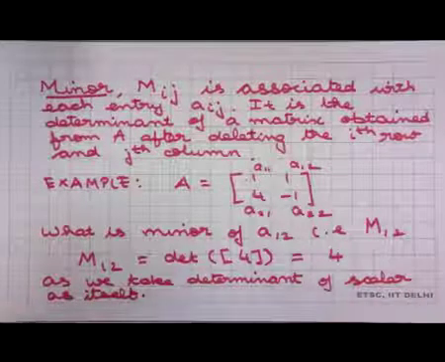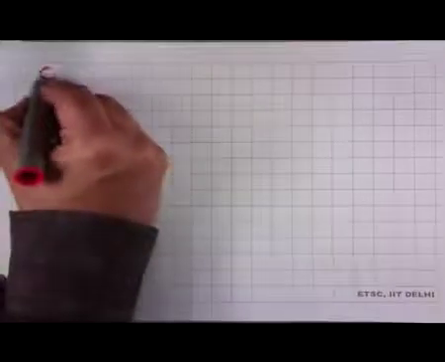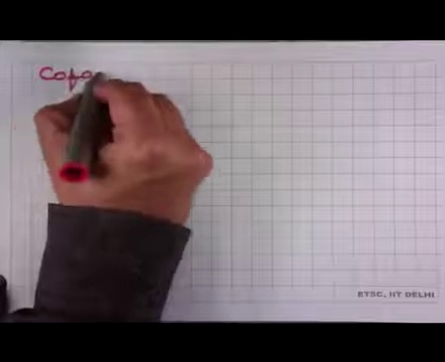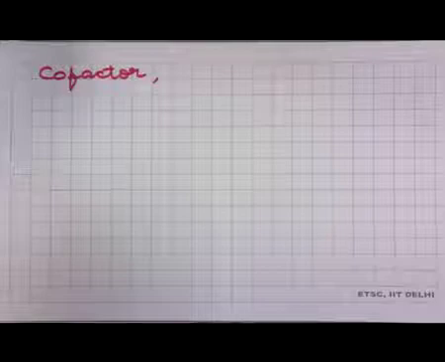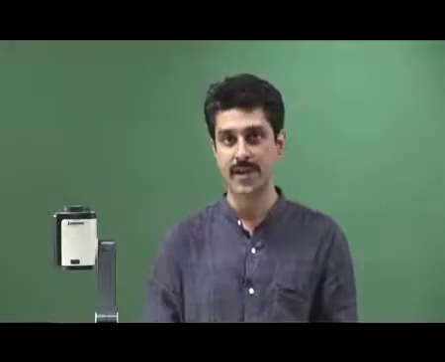Okay, so this is the definition of a minor, and closely related to the definition of a minor is this idea of a cofactor. Just like the minor, it is also associated with each element of a matrix. We denote it as Aij, and the cofactor is equal in magnitude to the minor, but it can have a different sign, and the sign will depend on the value of the row index i and the column index j.